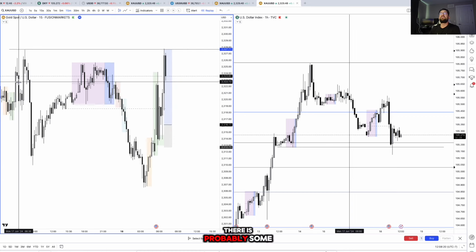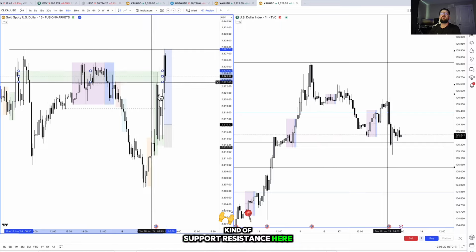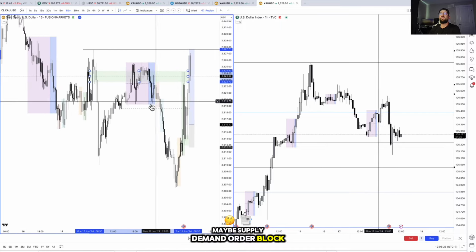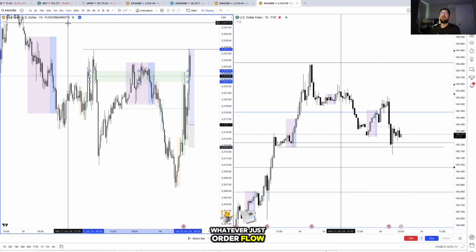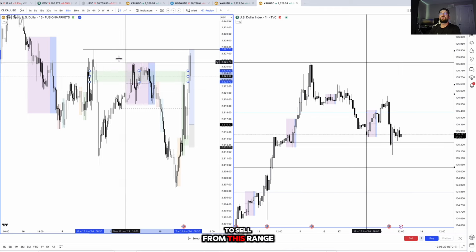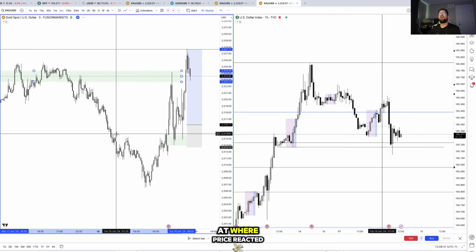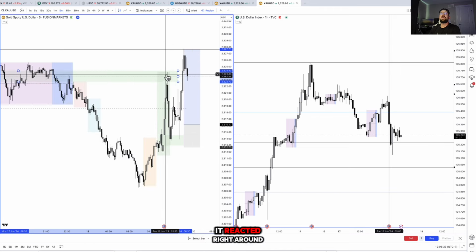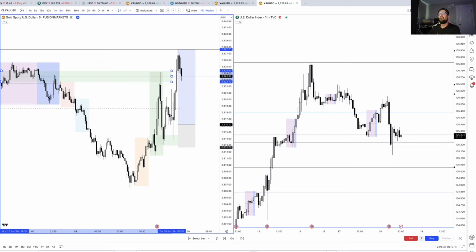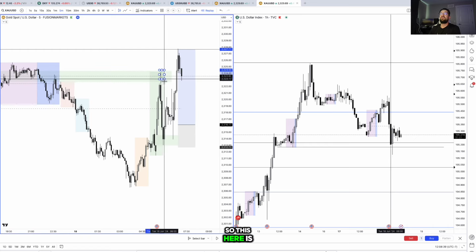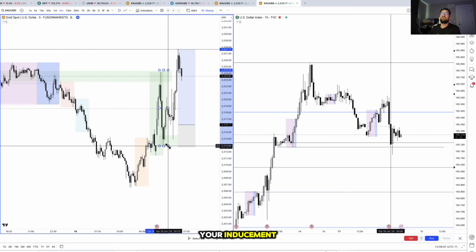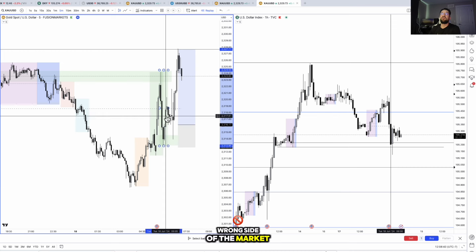there is probably some kind of support and resistance here, maybe supply, demand, order block, whatever, just order flow. We're just looking to sell from this range. And if you look at where price reacted, it reacted right around the area retail would sell from. So this here is your inducement, inducing people into the wrong side of the market.